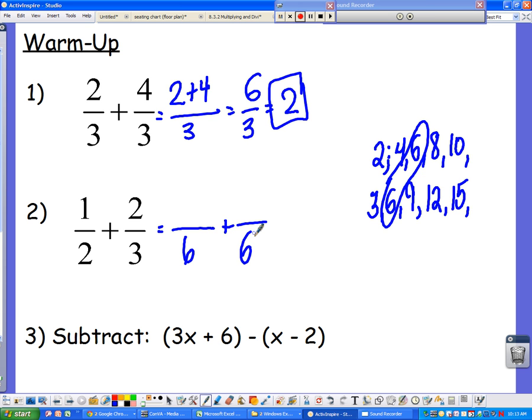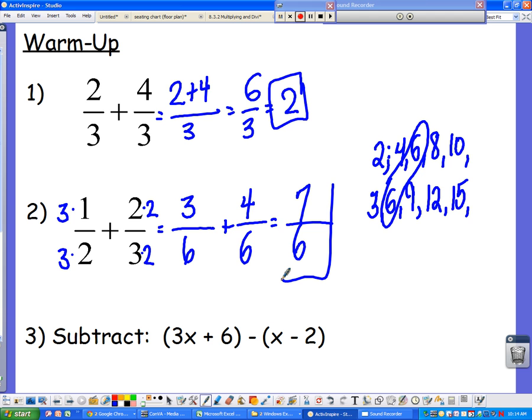So what you need to ask yourself is, 2 times what will give you 6? You multiply it by 3, and you've got to do the top number, 1 times 3, which gives you 3. 3 times what will give you 6? You multiply it times 2, multiply the top one by 2, and you get 4. And then, just like the previous one, 3 plus 4 gives you 7 over 6, and it can't be simplified.